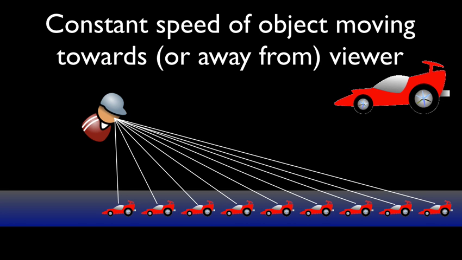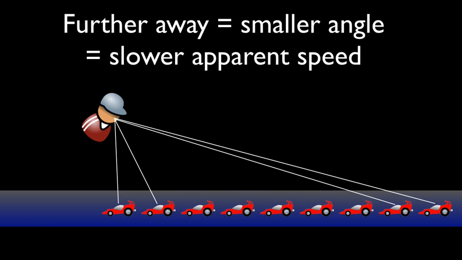So why is moving towards or away important? If we have an object with a constant speed moving towards an observer, then the further away the object is, the less it appears to move, given by a smaller change in angle. This makes it appear to move slower than it does when it crosses closer to the observer.